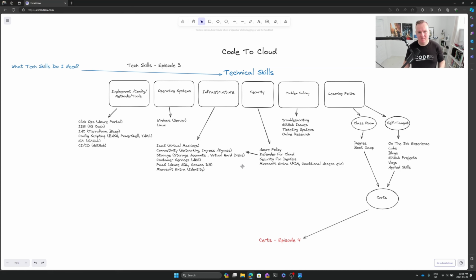Same in Azure. Deploy virtual machines. They could be Windows, they could be Linux, right? Whatever the type may be. And getting to grips with that will give you a great foundation of how it works in Azure.